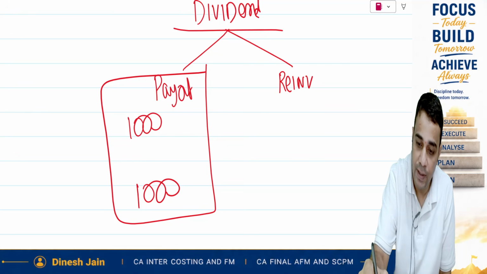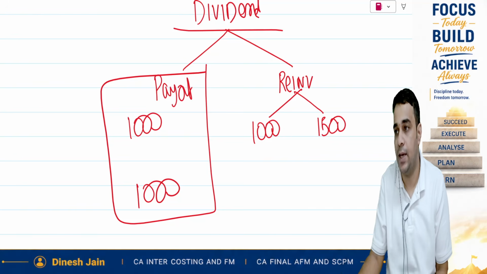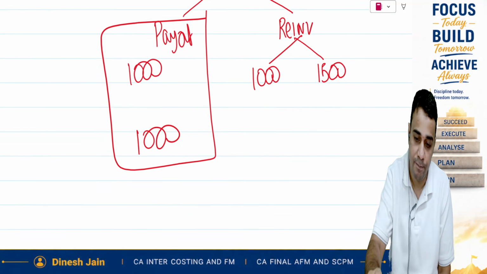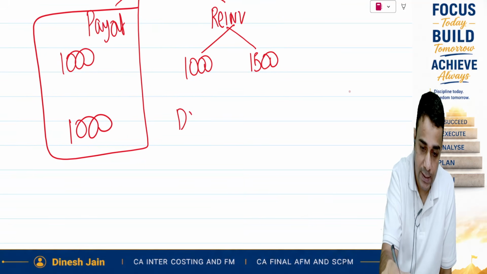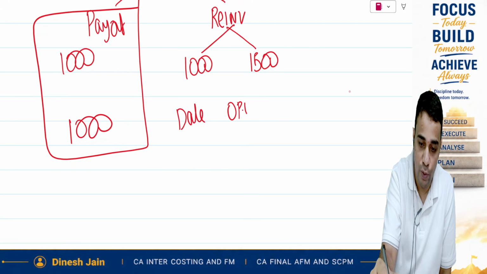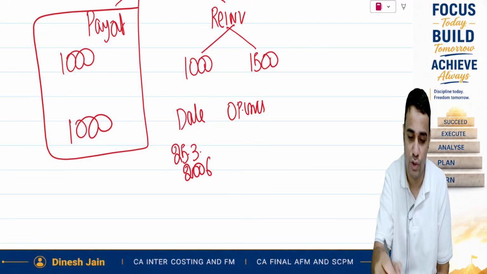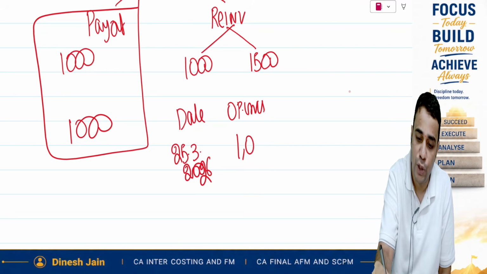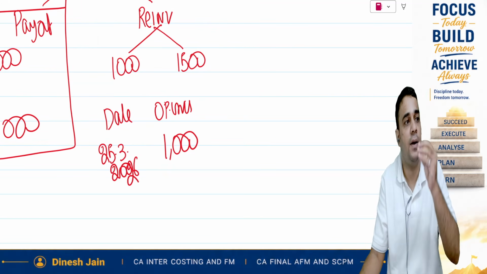In reinvestment, I start with 1000 but end with 1500 or any number. I'm just giving a random number. What will happen here? In a reinvestment plan, there will be a date and opening units. For example, the mutual fund declared a dividend on 25/3/2026, some random date I've taken. I had 1000 units.